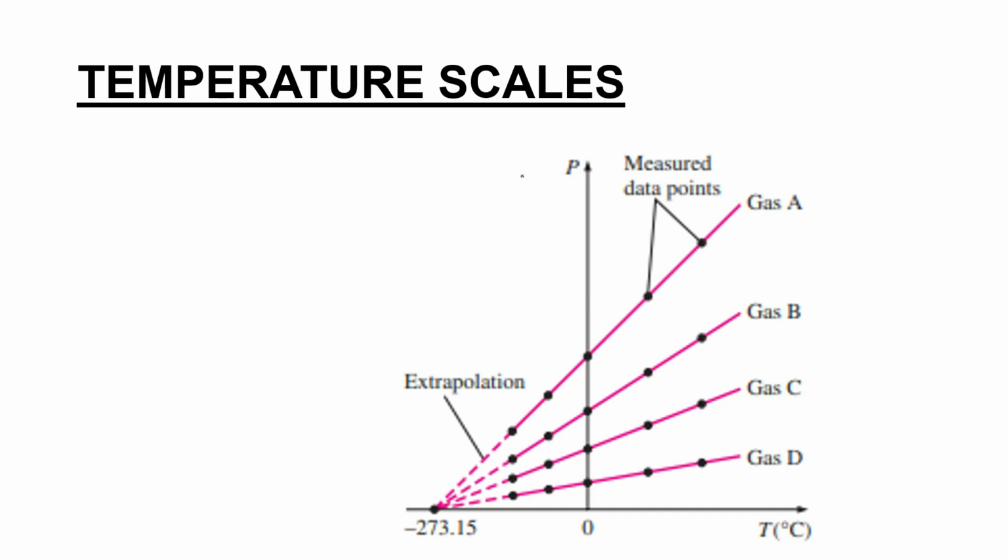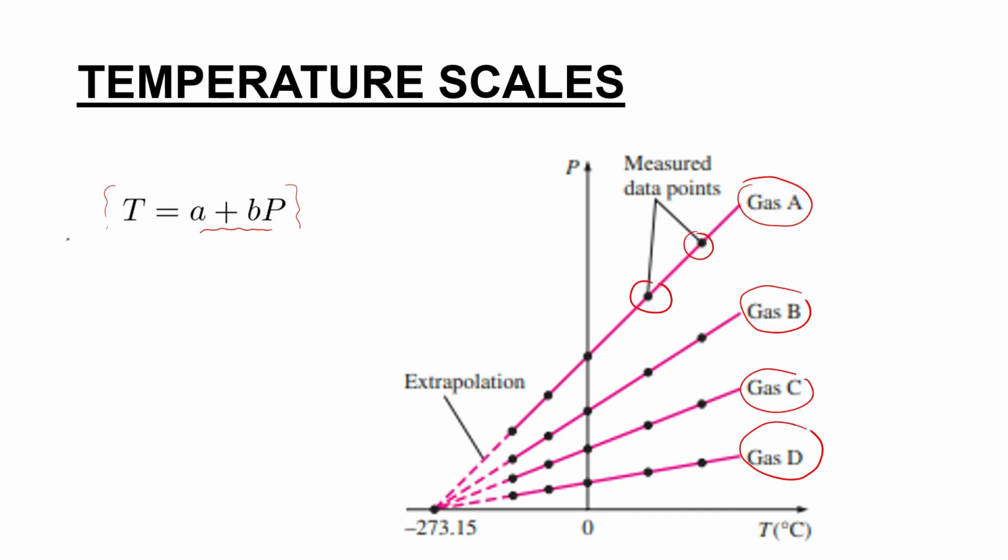We have already seen T is equal to A plus B into P. That means temperature varies with pressure. But you need only any two reference points to find the values of A and B. But the problem is that for different gases, A and B will be different. For gas A, gas B, gas C, gas D, A and B will be different.